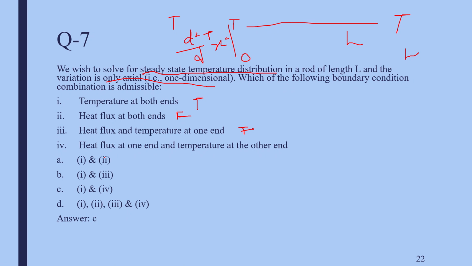And the fourth statement is heat flux at one end and temperature at the other end. That is d square T by dx square at one end and temperature at the other end. For example, we know the temperature at the exit and d square T by dx square at one end. Then it is possible to use.